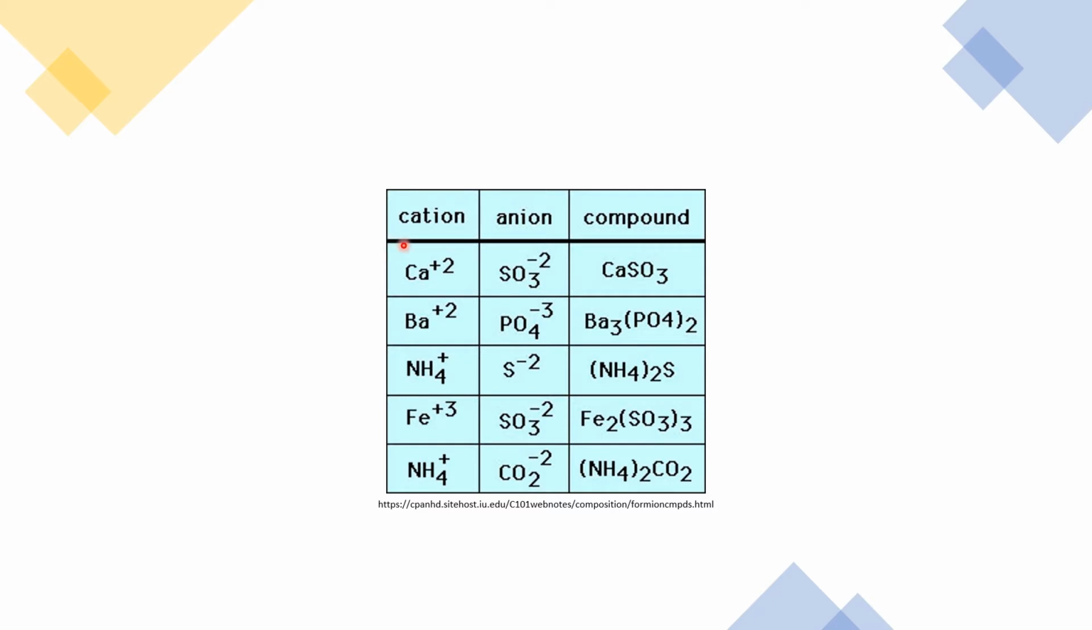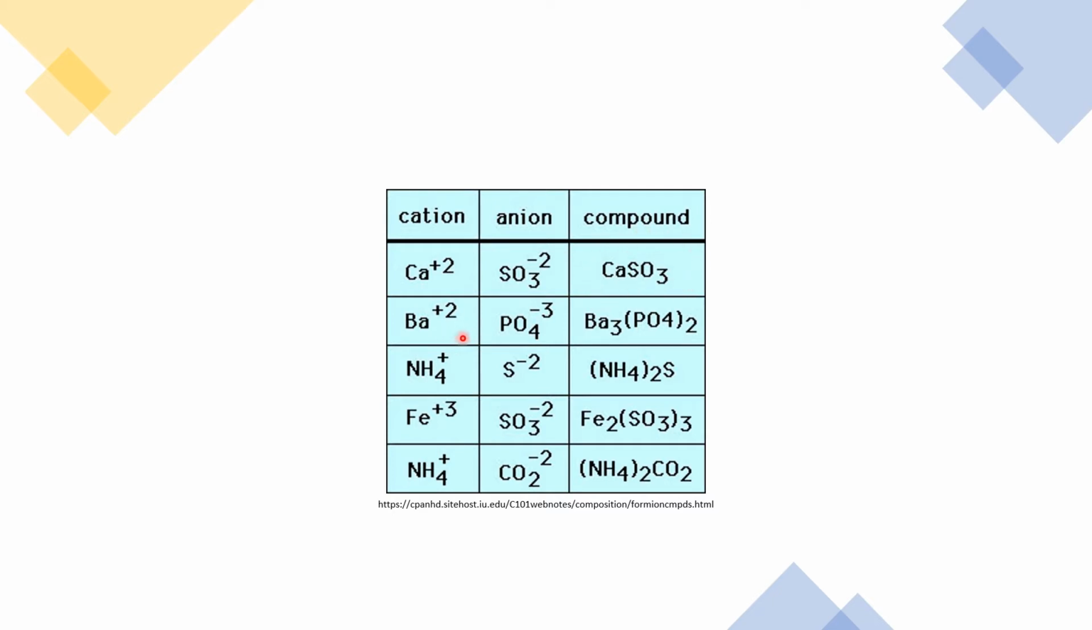So for example, if I have a Ca2+ here, a calcium, and a sulfite ion, SO3 2-, those two charges balance each other out, and in a compound they exist in a 1-to-1 ratio. So we don't put any additional numbers down for the empirical formula that we would usually write.